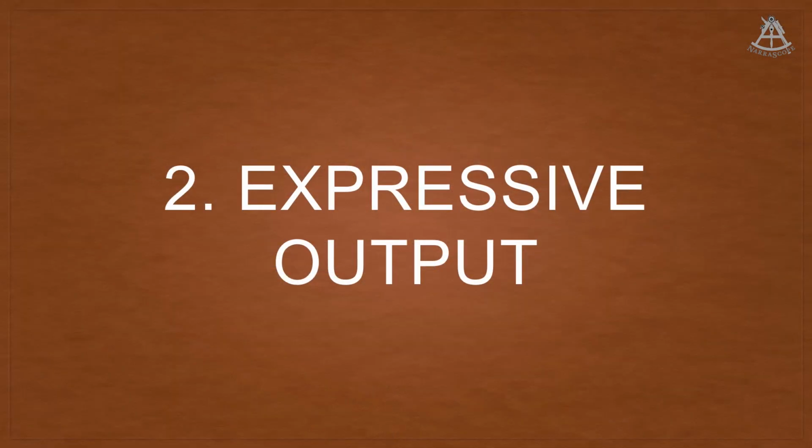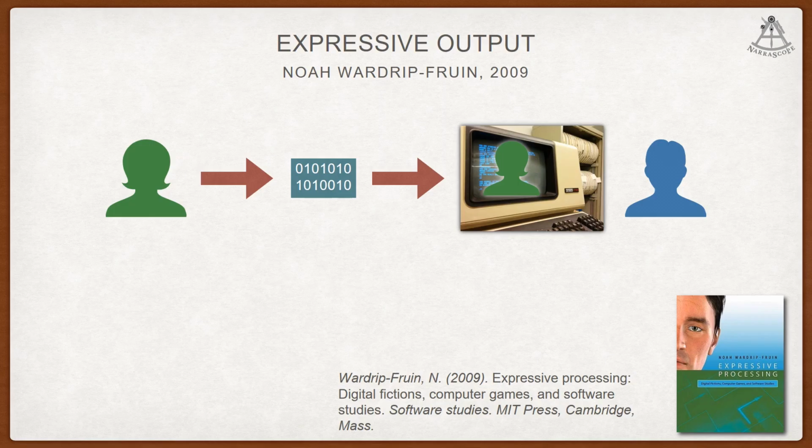Expressive input implies expressive output, right? Computers often have a hard time communicating complex internal states too. This term also comes from Noah's book, Expressive Processing. Expressive output is basically when we can see authorial intent in some code that a person created, right? It doesn't come across as just a neutral algorithm. We can see something of the person who made that code in it.